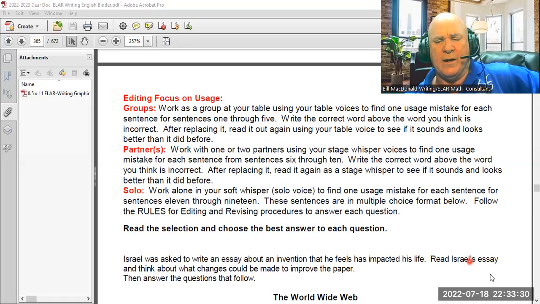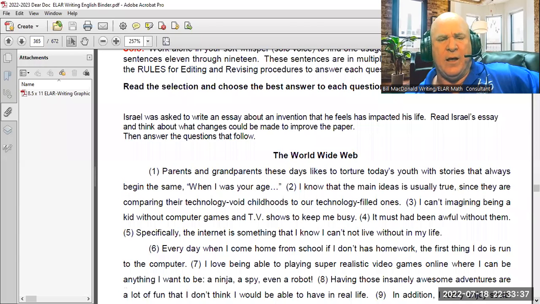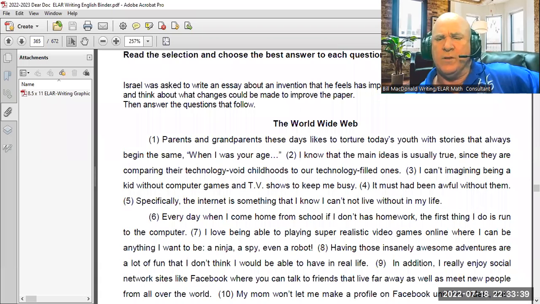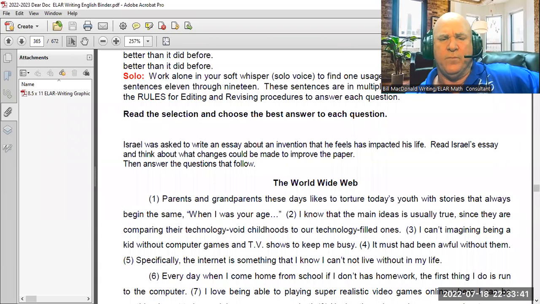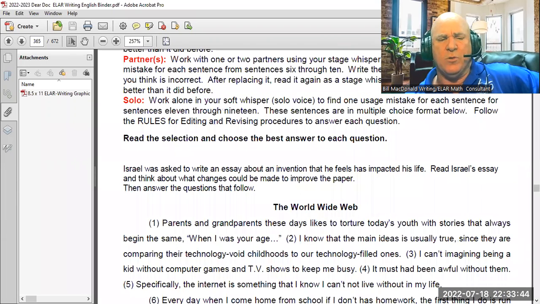So we're going to have to go through sentences 1 through 5, and I'll pretend like you're my group. So let's take a look at what the directions say. Israel was asked to write an essay about an invention that he feels has impacted his life. Read Israel's essay and think about what changes could be made to improve the paper.